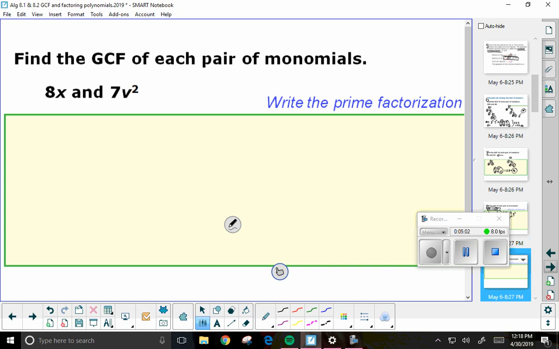Now, you can have a problem like this. This is a monomial 8x and another monomial 7v squared. The greatest common factor of 8 and 7 is 1. The greatest common factor of x and v squared is also 1. So there is no other number besides 1 that will go into both of those monomials.